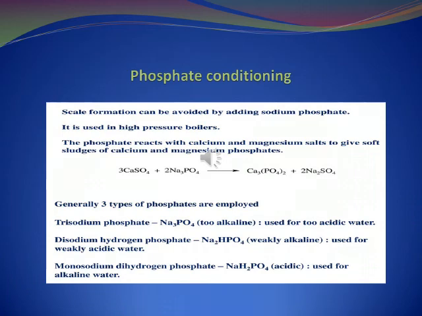Next is disodium hydrogen phosphate, Na2HPO4. It is weakly alkaline in nature and therefore it is used for treating weakly acidic water. Next is monosodium dihydrogen phosphate, NaH2PO4. It is acidic in nature. Therefore, it is used for treating alkaline water.